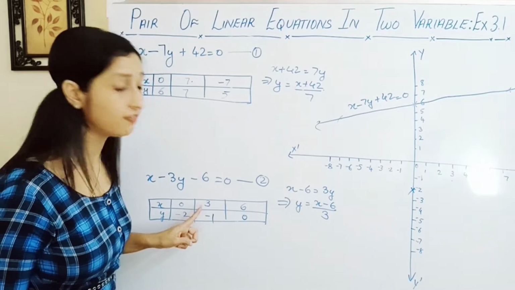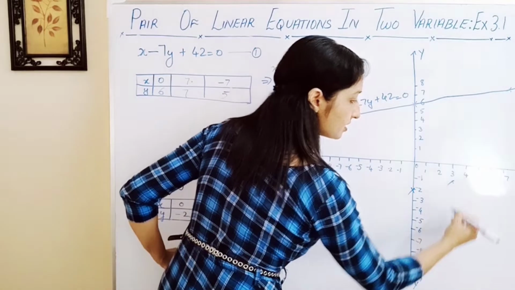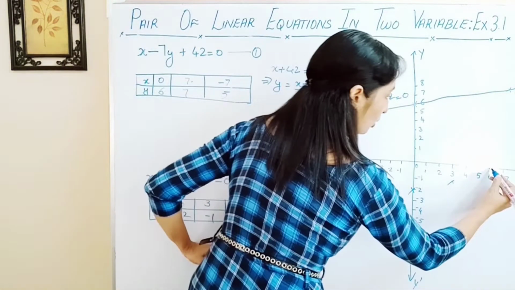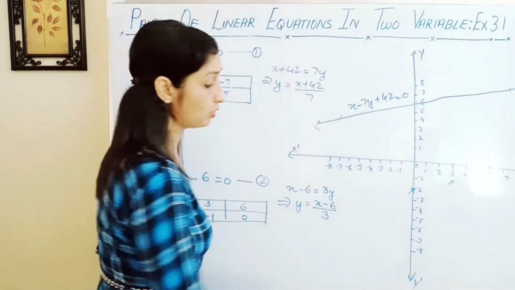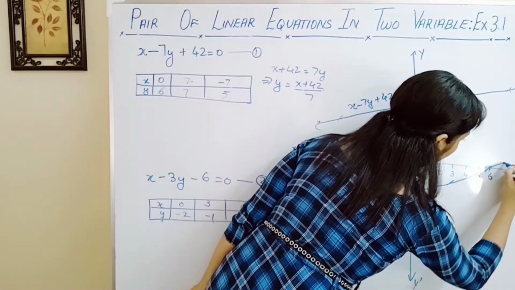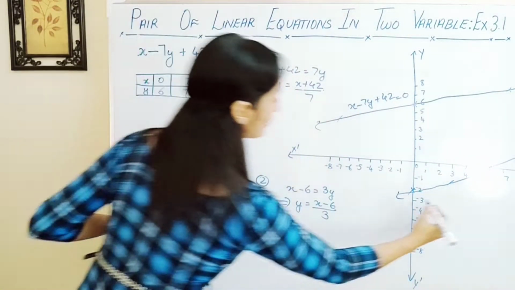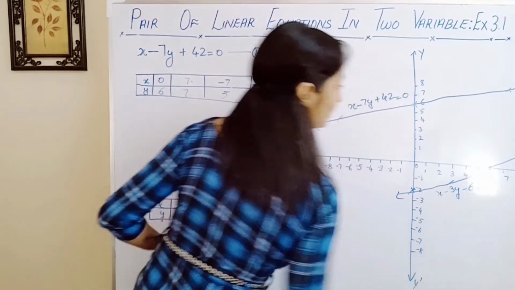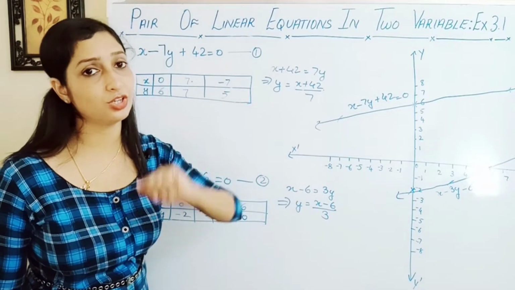Now the second point is 3, minus 1. So 3 on the x-axis and minus 1 on the y-axis. The point comes here. And the third point is 6, 0. So 6 on the x-axis and 0 on the y-axis. So the point comes here. Now let's join all these 3 points. So the line goes through all these 3 points like this. And you name the equation as x minus 3y minus 6 equals 0. So this is our graphical representation of the given condition in the question.